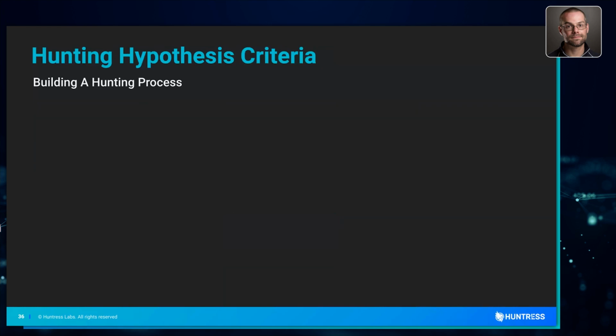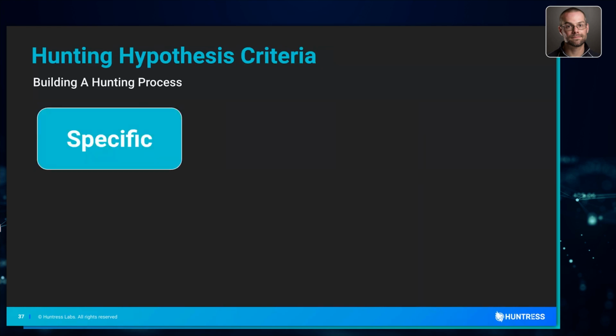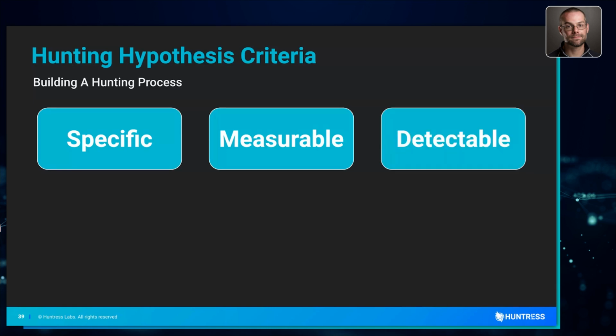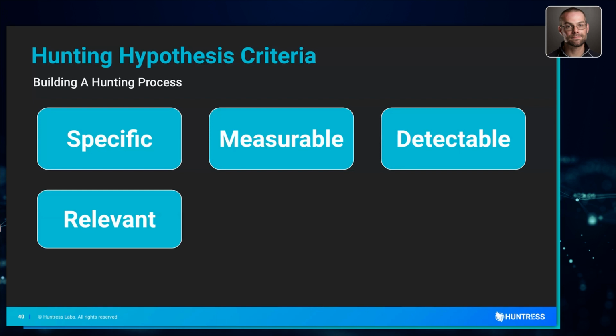So in looking at hunting hypothesis criteria, we need to come up with items that are reasonably specific, that are limited in their scope so that we are asking questions that can be answered in a discrete fashion, that are measurable and that we can produce data that we can analyze and understand and have some means of assessing the completeness or accuracy of the results that come back, that we're asking questions that are detectable within the environment that we're operating, that take into account the visibility we have and the questions that we can ask of the environment, that are relevant to threat actors as they operate.